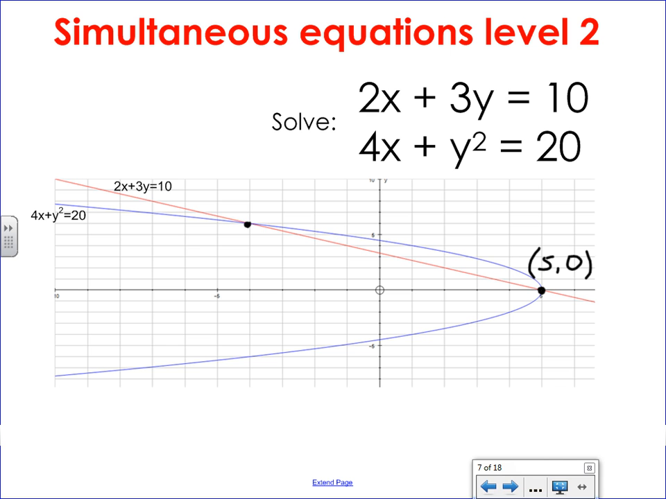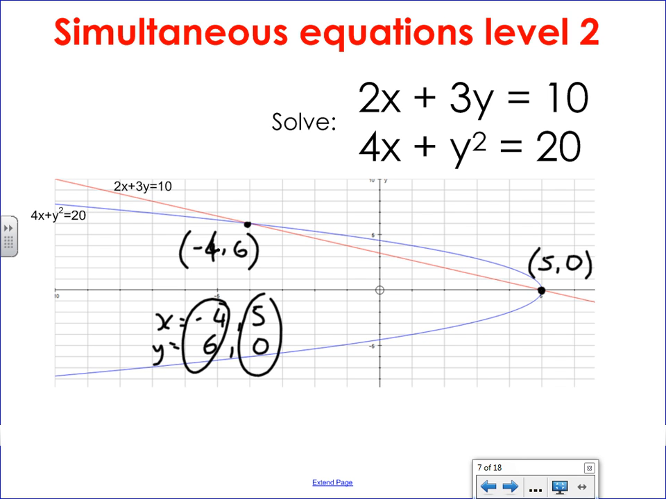and minus 4, 6. So unless we go wrong, I think these are the answers we're going to get: x is minus 4 or 5, and y is 6 or 0. But when you're giving your answers, you should give them as coordinates, as actual pairs, to show that the minus 4 links to the 6 and the 5 links to the 0, not just a couple of numbers and a couple of numbers.